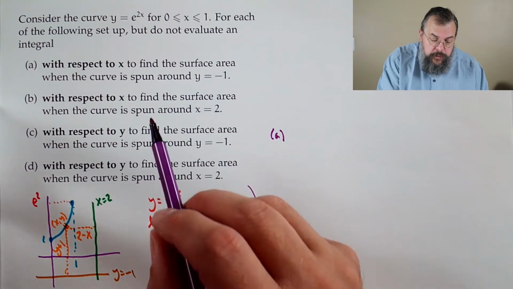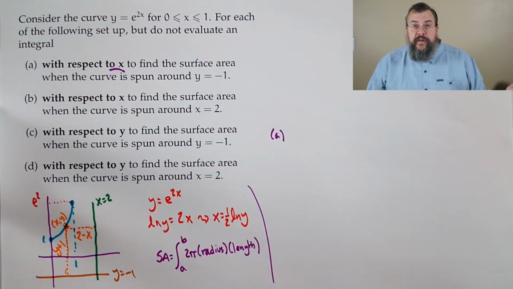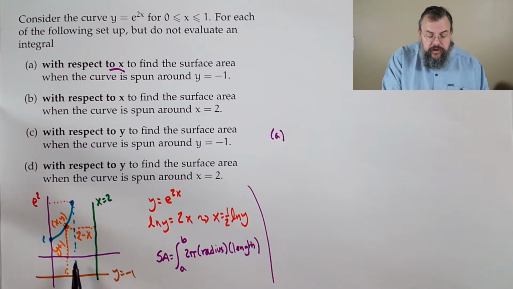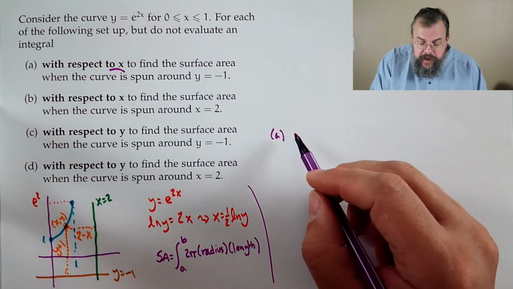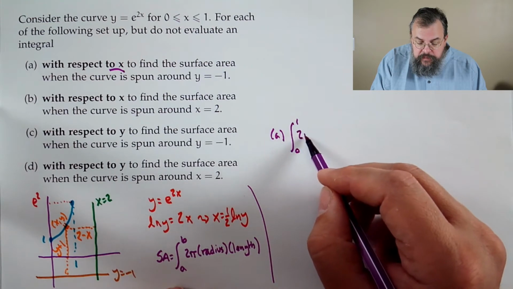Well, we know we're going with respect to x. So everything is with respect to x, which means our bounds are with respect to x, and the x bounds go from 0 to 1. In fact, it was given to us from 0 to 1. So we have the integral from 0 to 1. We have our 2 pi.